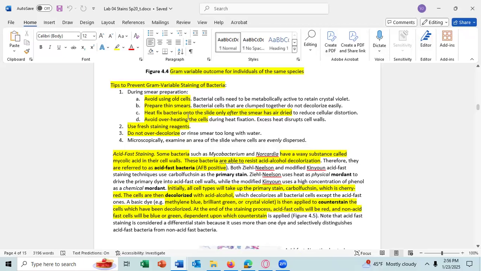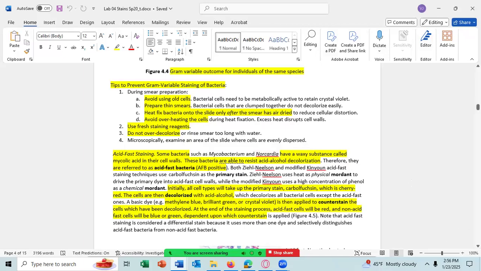Heat fix the bacteria on the slide only after the smear is air dried. If you heat fix before the cells have air dried, the water will boil, and that will cause holes in the cell wall of the cell, and that will prevent the Gram stain from working correctly. And then avoid overheating the cells. If you overheat the cells, it disrupts the cell wall, and it looks like the cells have actually melted. Use fresh staining reagents, and do not over-decolorize or under-decolorize the slide. Any question about that?